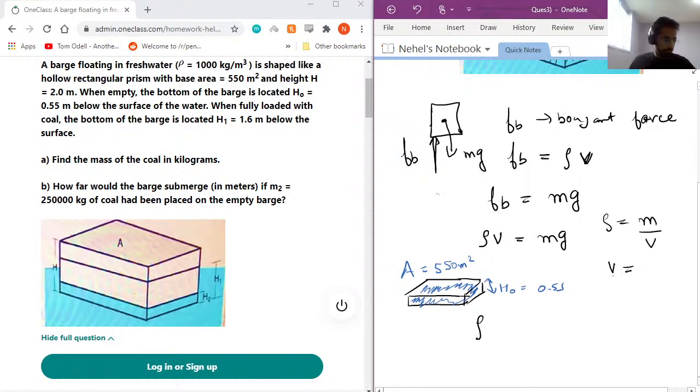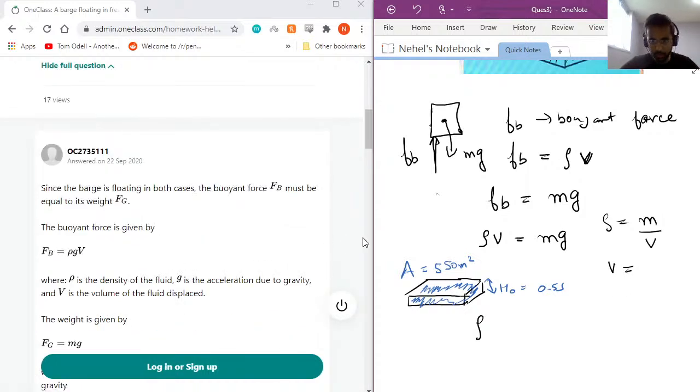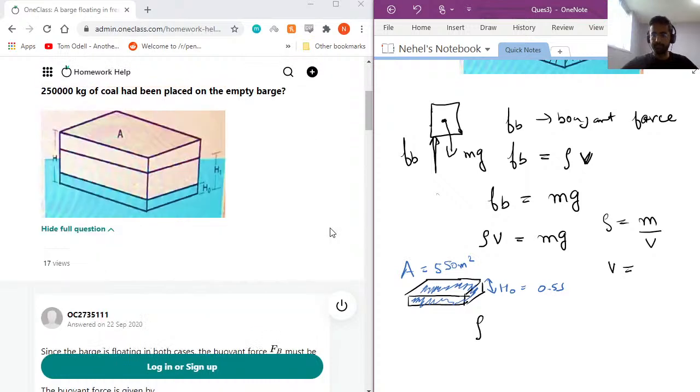So volume becomes... let me just make sure. So rho g V. Okay. So this buoyant force, since it's acting against gravity, has the term g in it as well. So continuing from where we left off, we said the volume is equal to the area times the height.